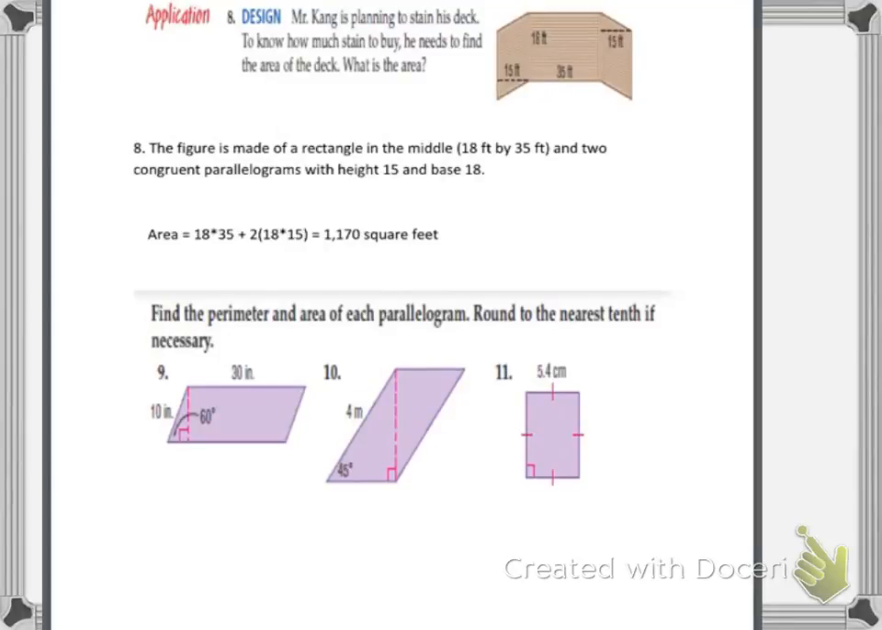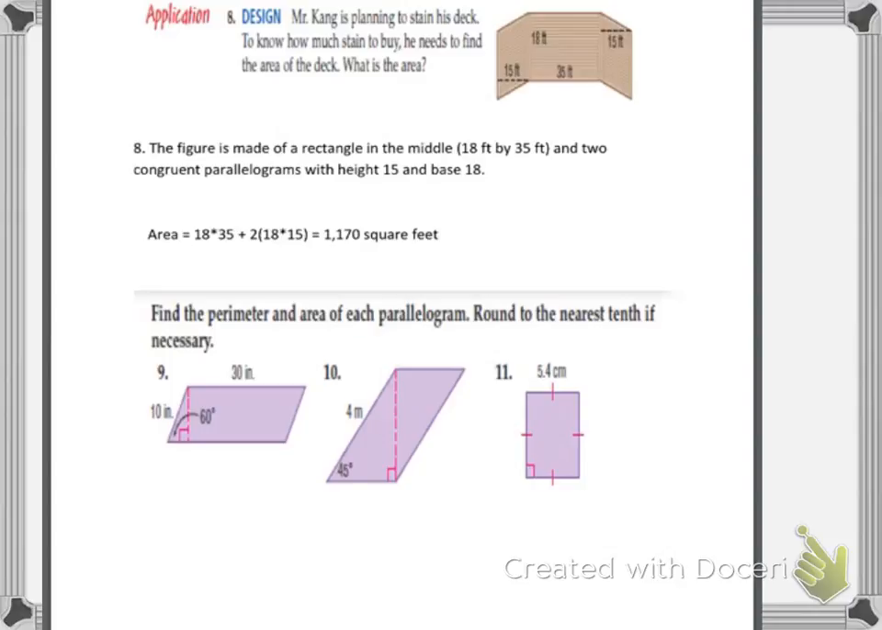Okay, here's your homework from section 11.1, or at least part of it. In the first problem, number 8, Mr. Kang is planning to stain his deck, and he wants to know what the area of the deck is.